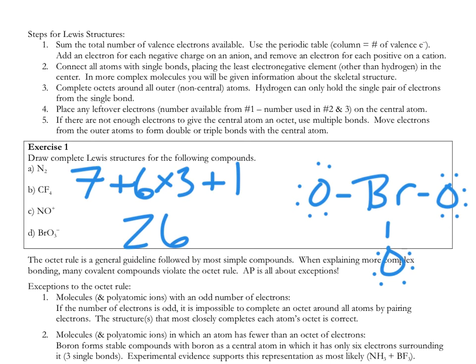Place leftover electrons. I had 26, I've used 24 on the central atom. Now I have 2, 4, 6, 8, 10, 12, 14, 16, 18, 20, 22, 24, 26. I've used the correct number. Oxygen has 8. Oxygen has 8. Oxygen has 8. And bromine has 2, 4, 6, 8. So I've got a complete and correct Lewis structure for that.